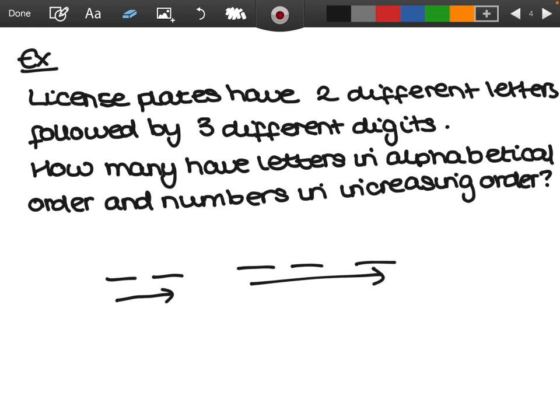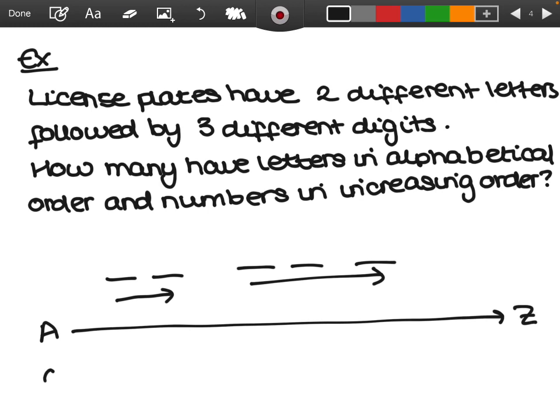So once I've got this information, what I want to do is line up all of my letters and all of my numbers in alphabetical and increasing order. So I'm going to line up A through Z in alphabetical order, and I'm going to line up 0, 1, 2 through 9 in increasing order. Once I've done that, I know that I have 26 letters here. They are in alphabetical order, we've just lined them up A through Z. Okay. I want 2 of them, but in order.